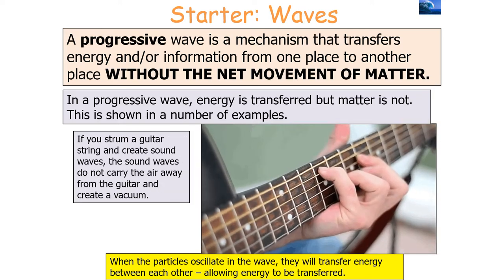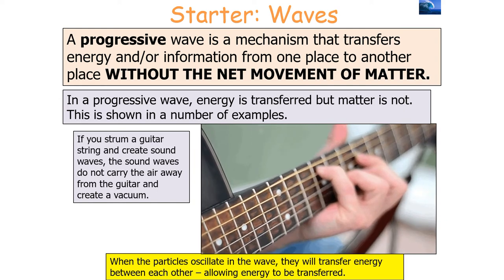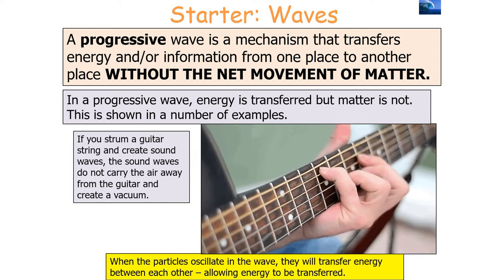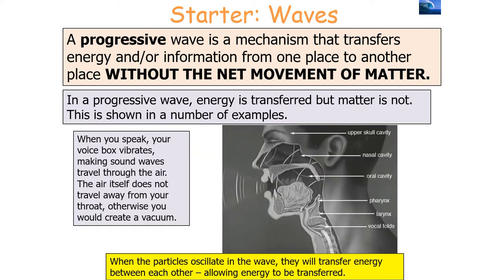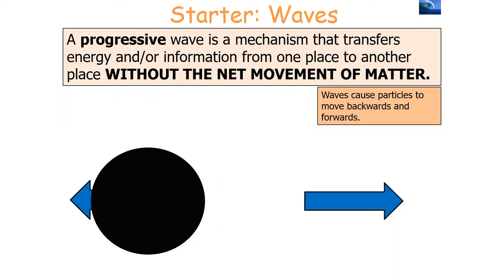If you strum a guitar string and create sound waves, the sound waves don't carry the air away from the guitar and create a vacuum. Likewise, when you speak, your voice box vibrates, making sound waves that travel through the air. But the air itself does not travel away from the throat, otherwise you would create a vacuum inside your throat. Now, as we mentioned before, a progressive wave will transfer this energy or information without the movement of matter overall.